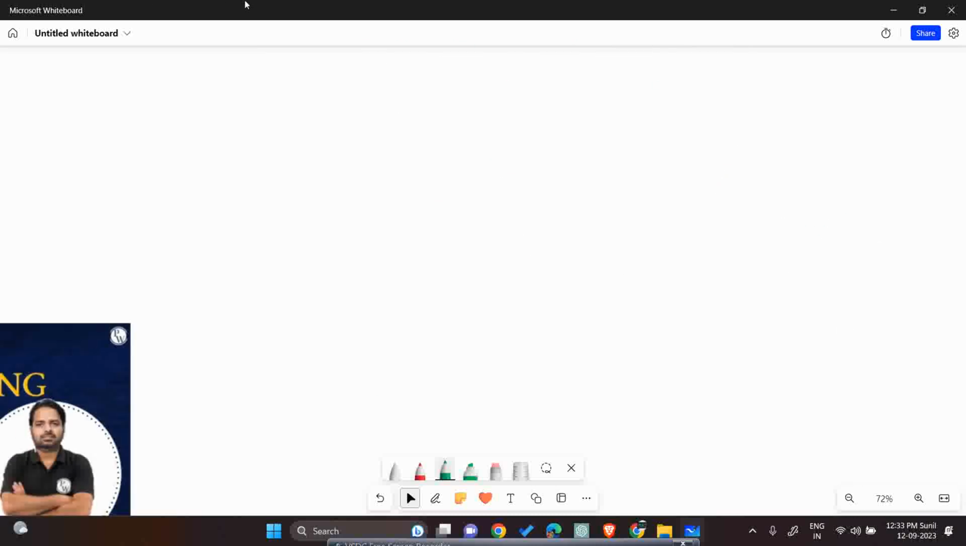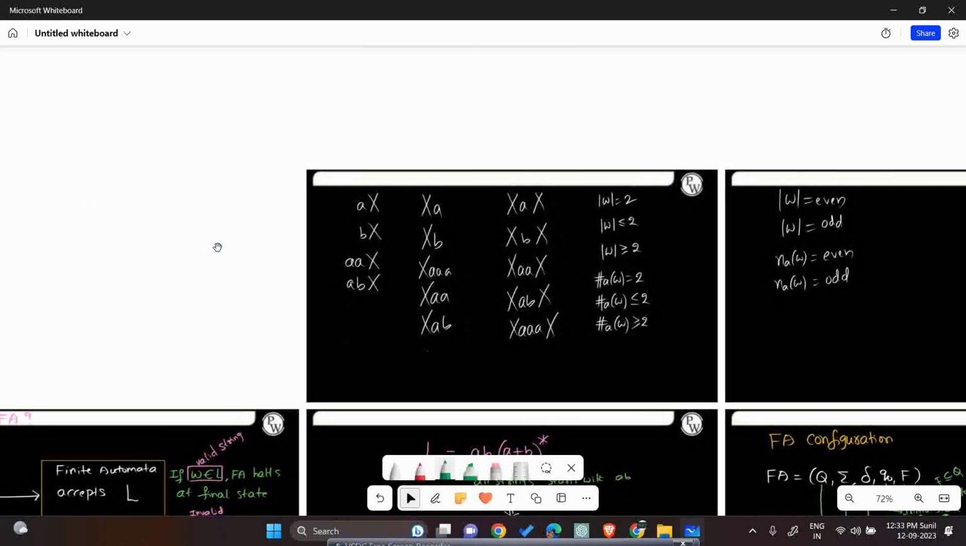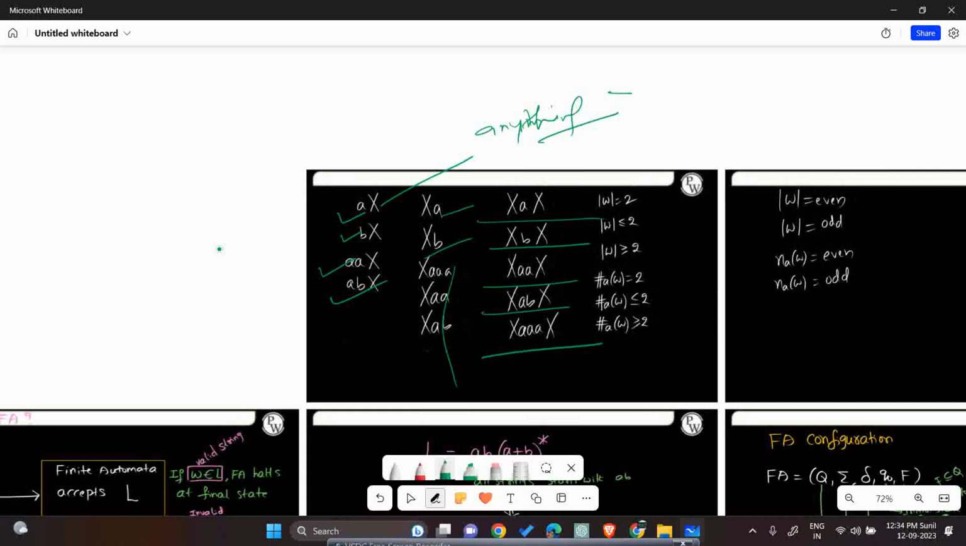So next is, let's say, AX, BX, triple AX. X could be anything. AVX, XAXB. These are all regular languages, we saw in previous lectures. This could be any string, right? X is any string.